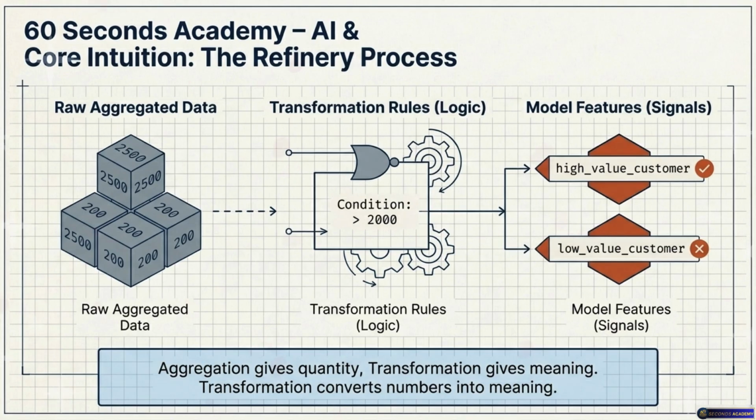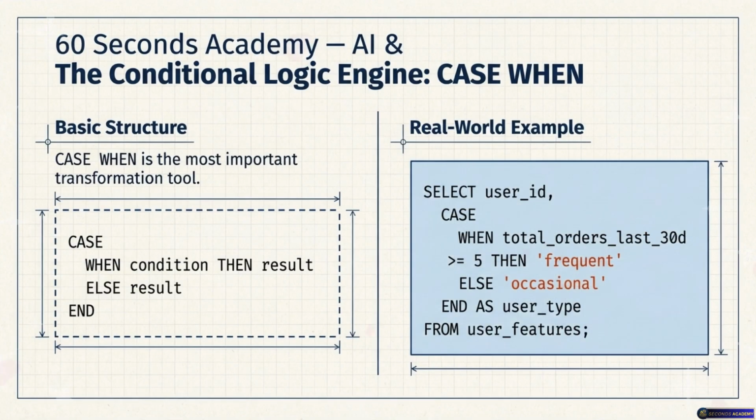And in SQL, the primary piece of machinery inside that refinery is what we call the 5th SQL pattern. The CASE WHEN statement? Yes, CASE WHEN. Think of it as a conditional logic engine. It evaluates the raw data row by row, checks it against rules we define, and then assigns a new value based on the very first condition that turns out to be true.